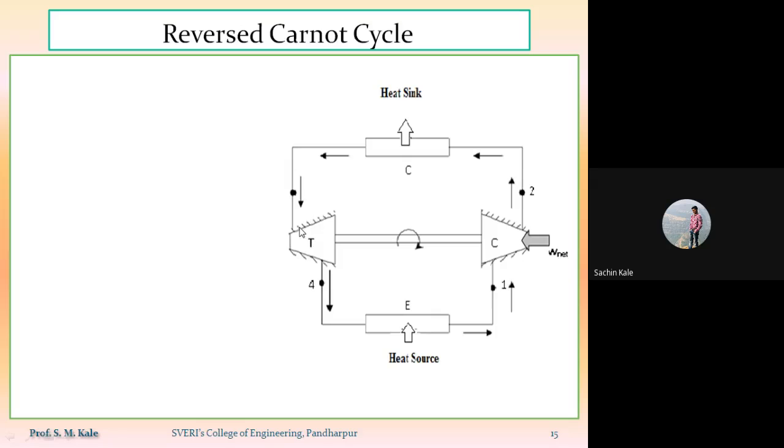Where that air will be expanded isentropically. So the 3 to 4 process will be the isentropic expansion inside the turbine or expander, and the same air will be supplied to another expander, which is also called a turbine. So here inside the turbine or expander, that process will be the isothermal expansion heat addition process.